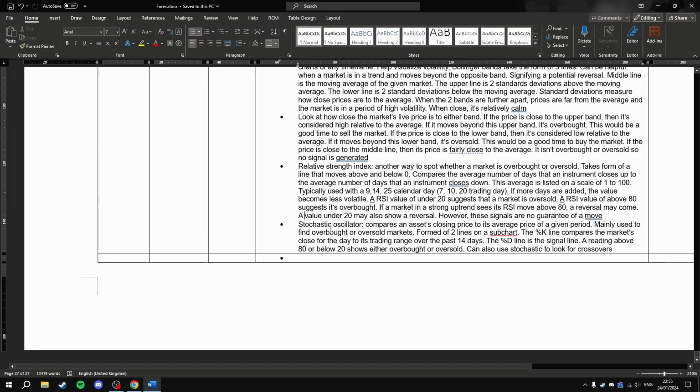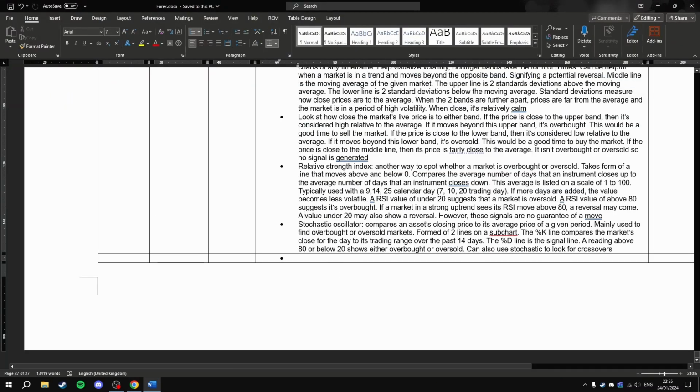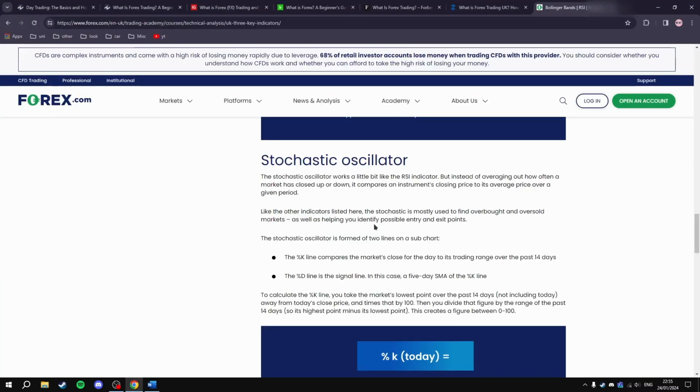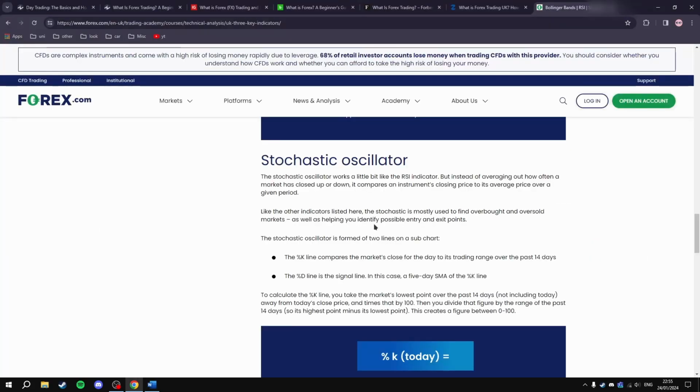So the stochastic oscillator compares an asset's closing price to its average price over a given period.